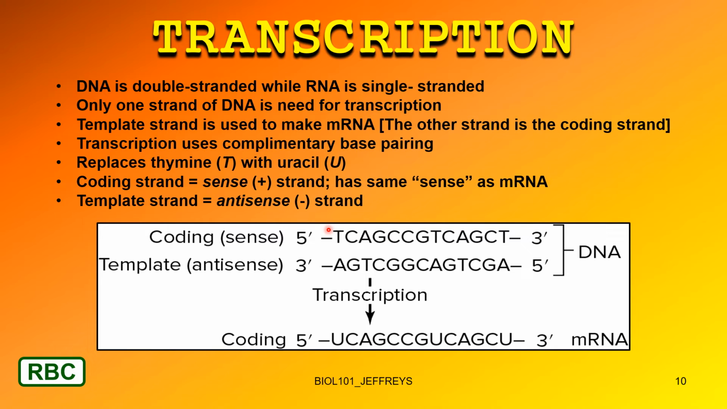Now, when we make the message, we're going to use the antisense strand because we want to make a complementary strand of RNA, a complementary strand to the sense strand. Does that make sense? It should. All right, so in order to make a complementary strand to the sense strand, we have to use the antisense strand. We have to use the opposite side. And so that you know that in RNA you're going to replace T with U. So everywhere you see a T, you're going to replace it with U.